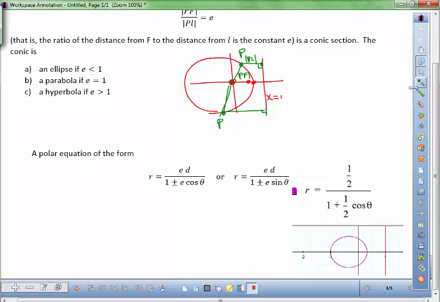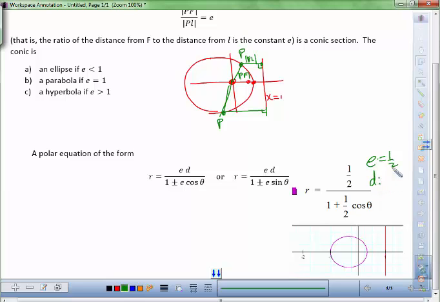So as an example, here's our E is equal to 1/2. Your directrix, D, is x equals 1. And then this is your ellipse. This is your focus. And we only have one of the focus points, right? And then this is your directrix.